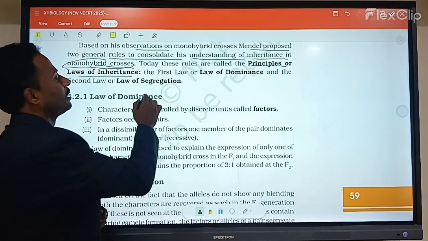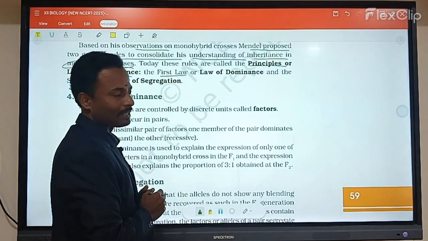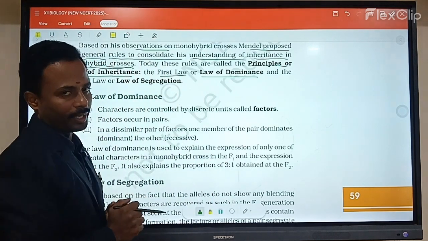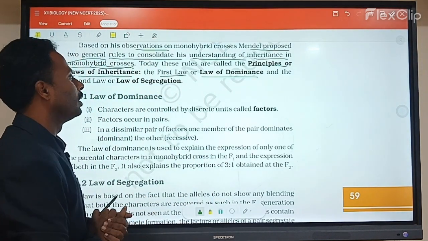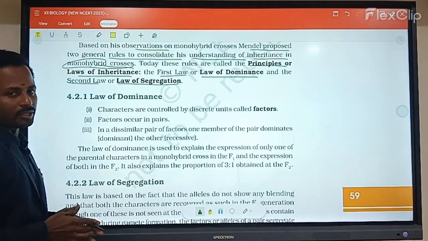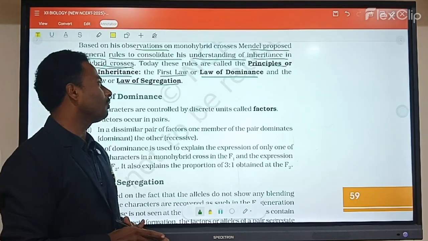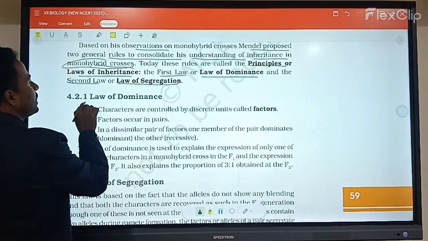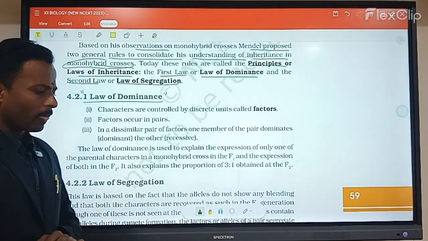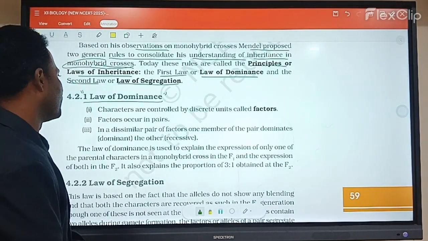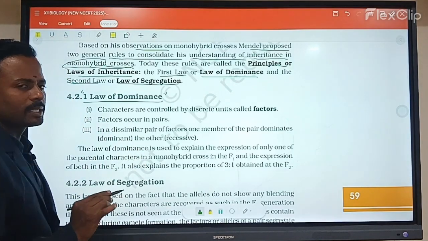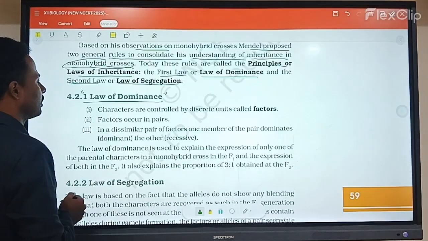The first law is also known as the law of dominance. And the second law is called the law of segregation. Let us first talk about what the law of dominance is. The law of dominance means it is based on a few points. Let us see them one by one.